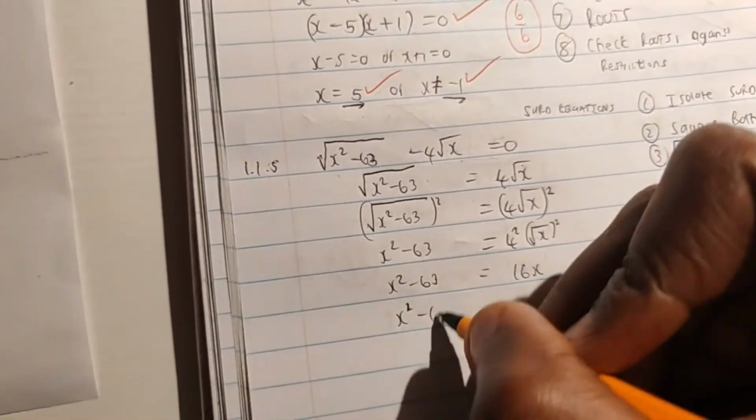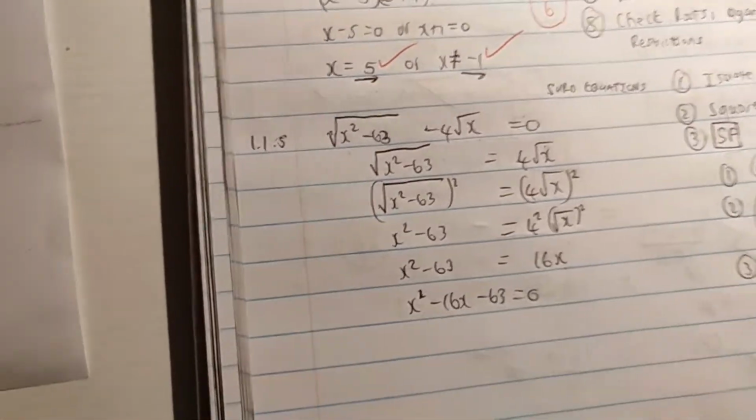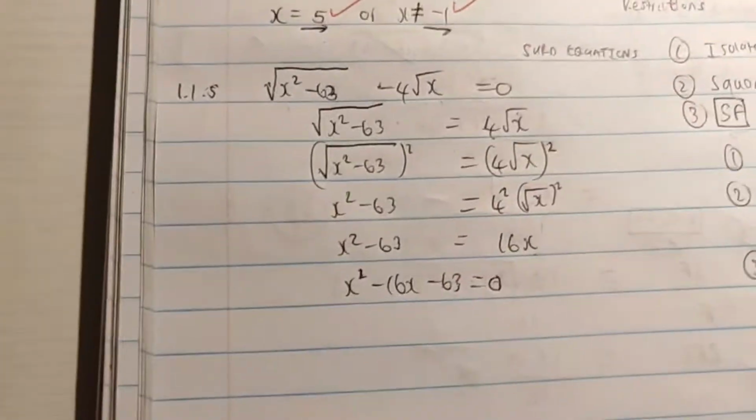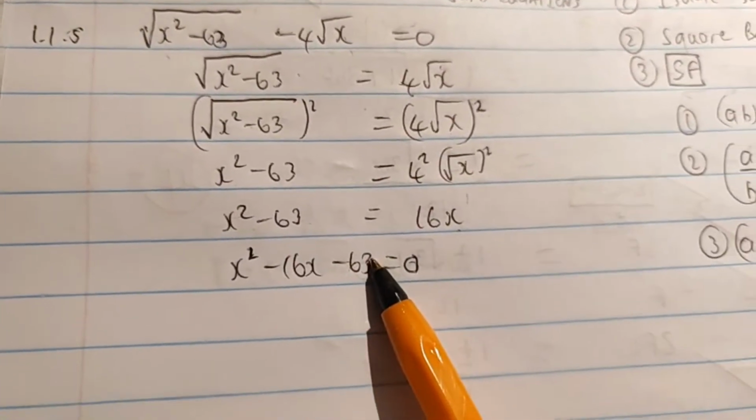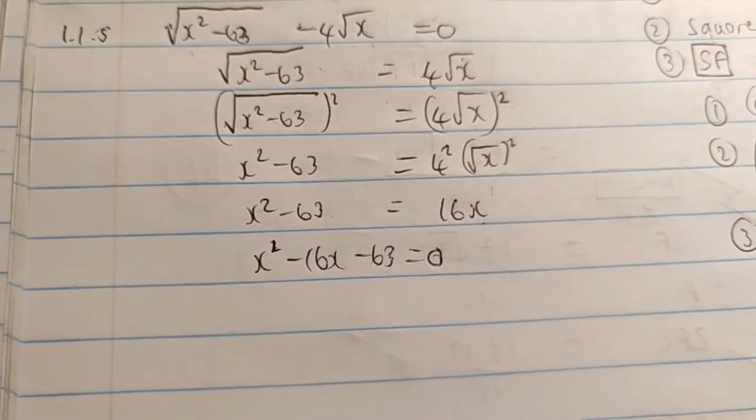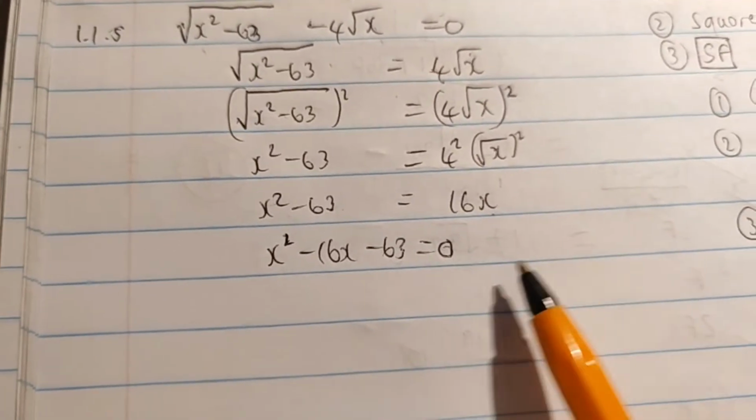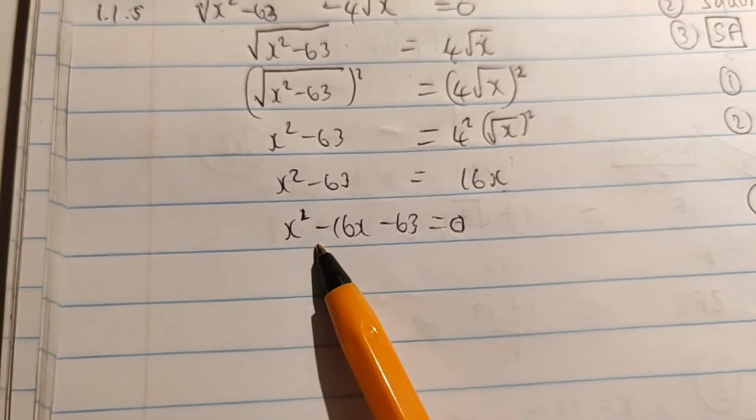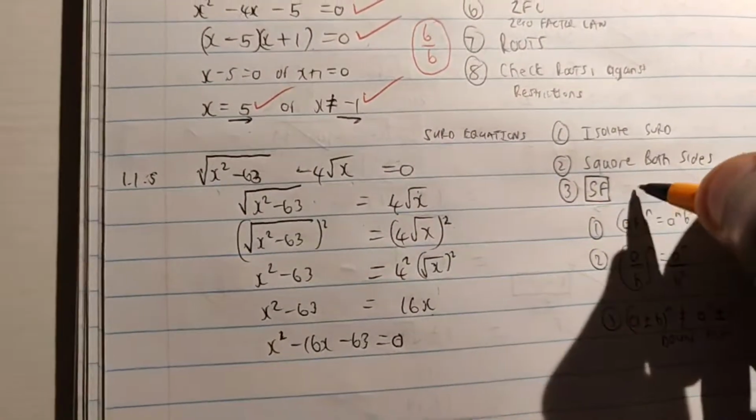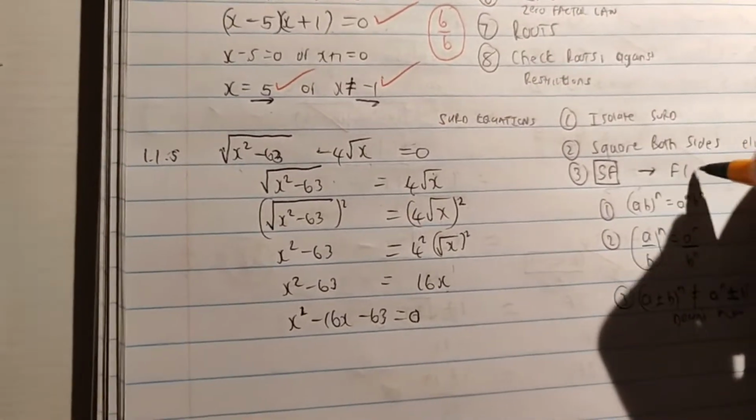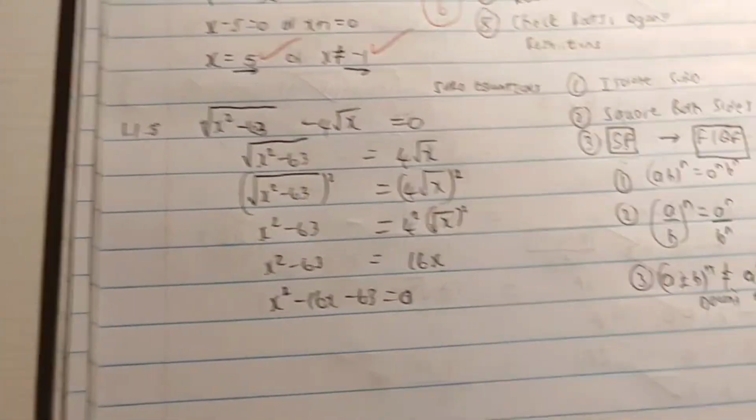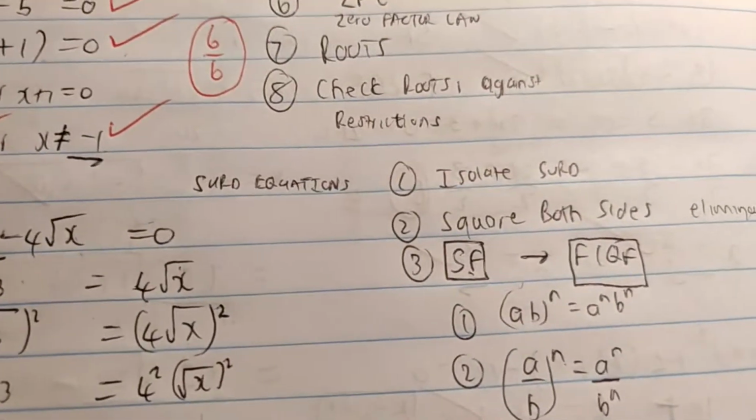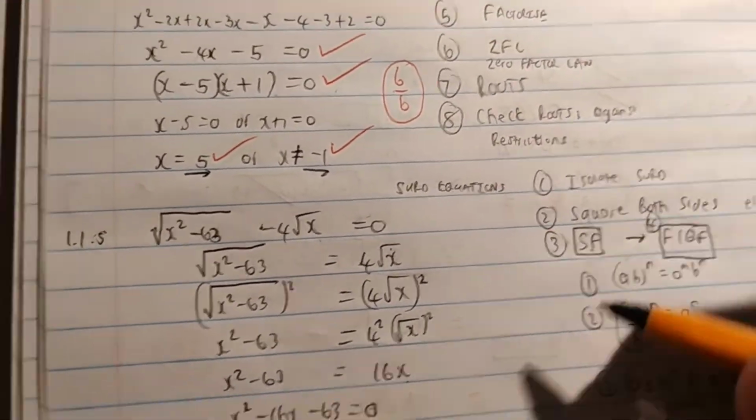X squared, take the 16x, negative 16x minus 63 is equal to 0. Now remember, I said to you, we can open brackets when we are confident and clear that there are factors of 63 that when multiplied together will give us negative 63, but when added we get negative 16. Those factors don't exist in this situation. So after the standard form, we know we either factorize or apply the quadratic formula. Here, this is a situation where we are going to apply the quadratic formula as step number 4. So let's do that.